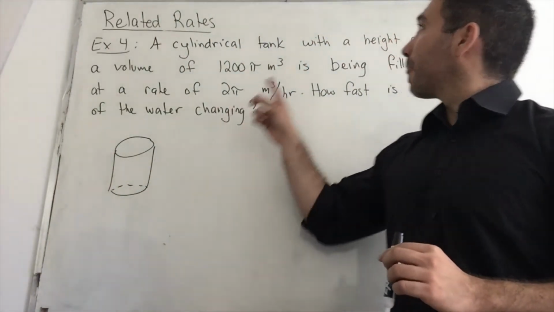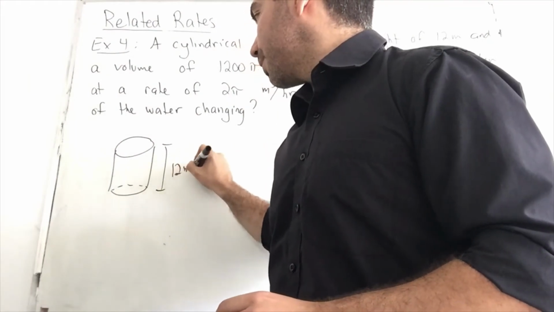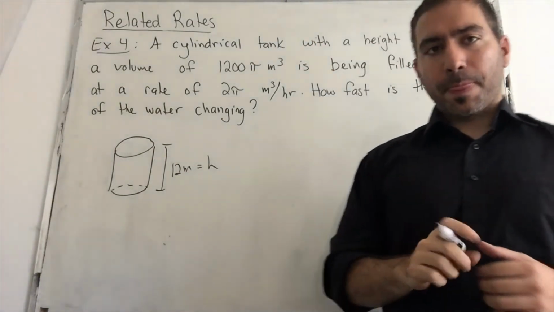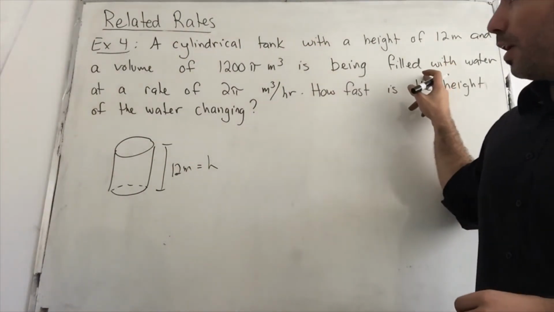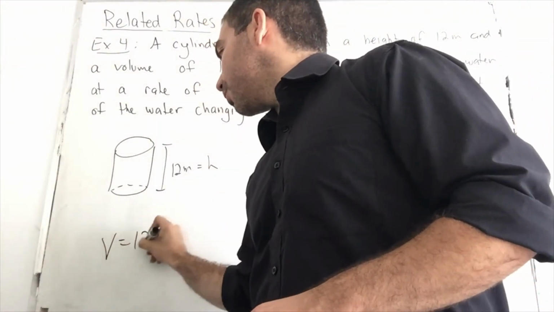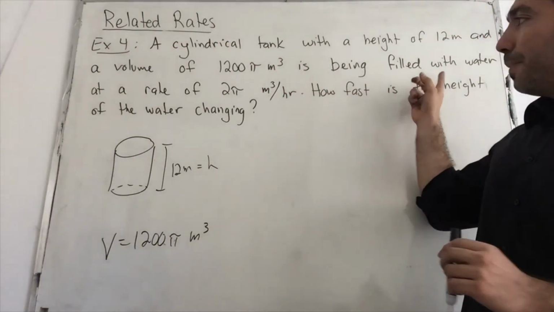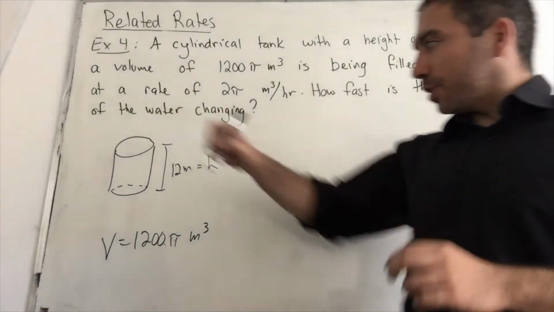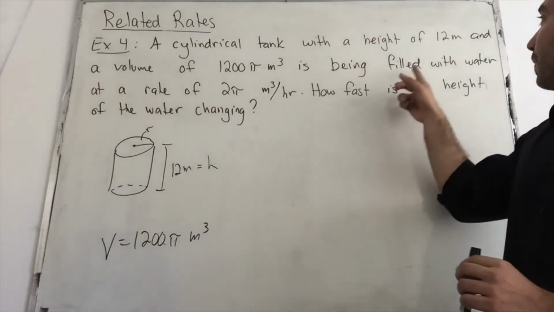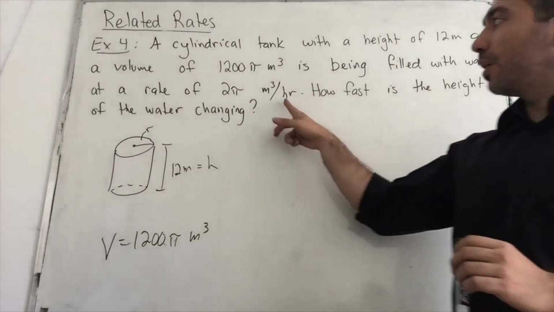This is our tank. It has a height of 12 meters. We could call this H. And a volume of 1,200 pi. So we know the volume is 1,200 pi meters cubed, being filled with water at a rate of 2 pi. Let me just write the radius. We'll call that R. It's being filled with water at a rate of 2 pi meters cubed per hour.